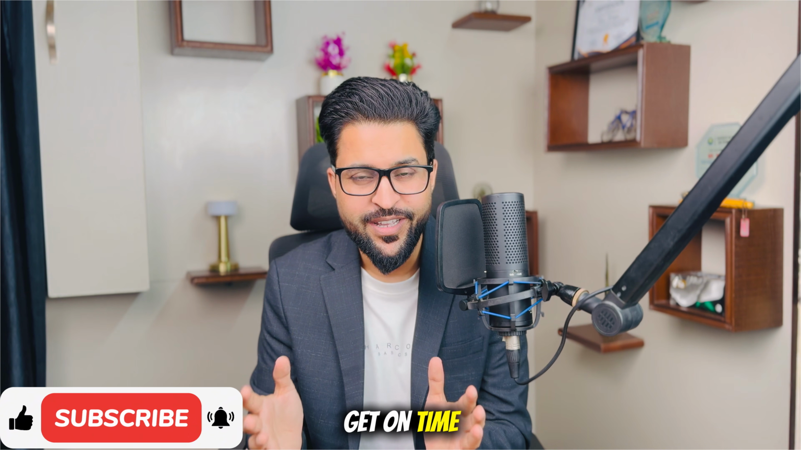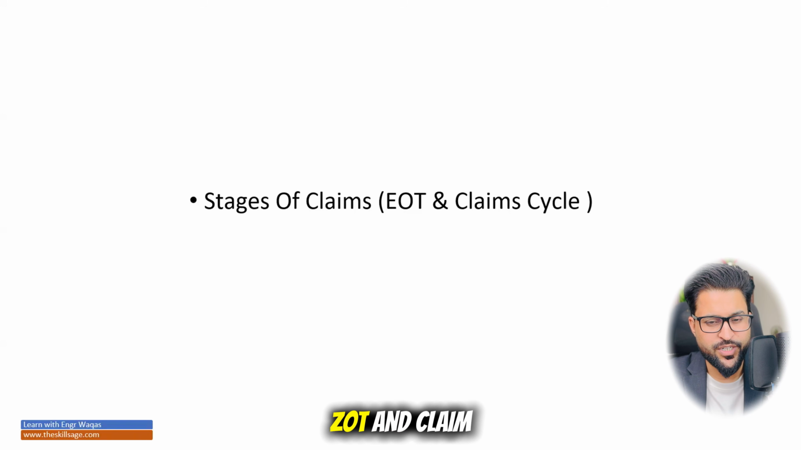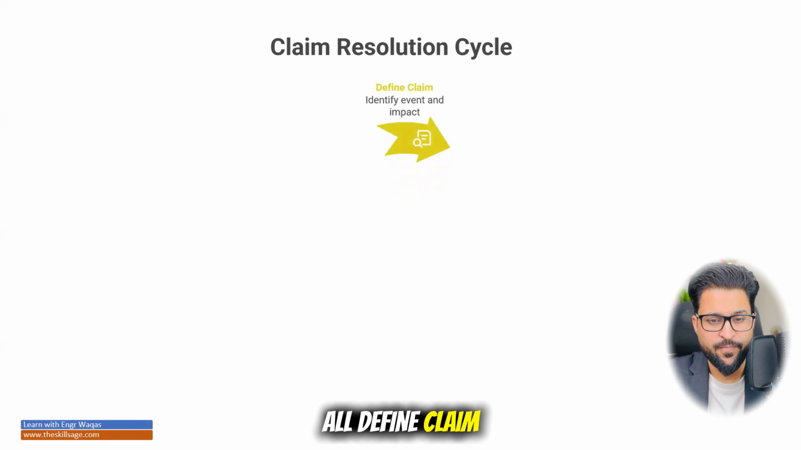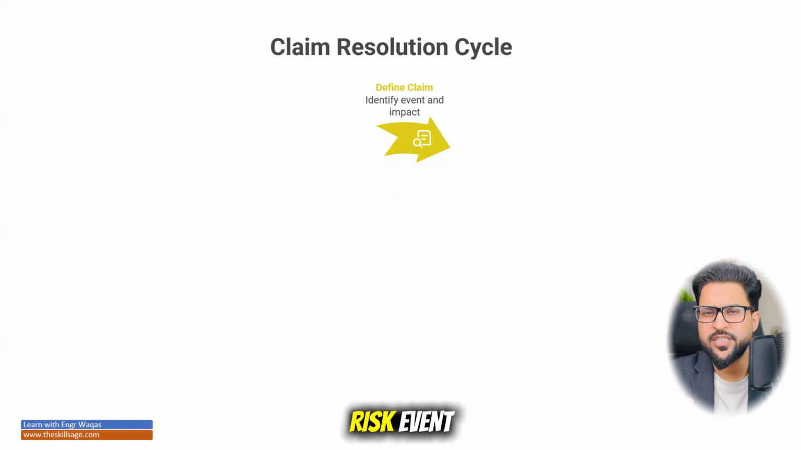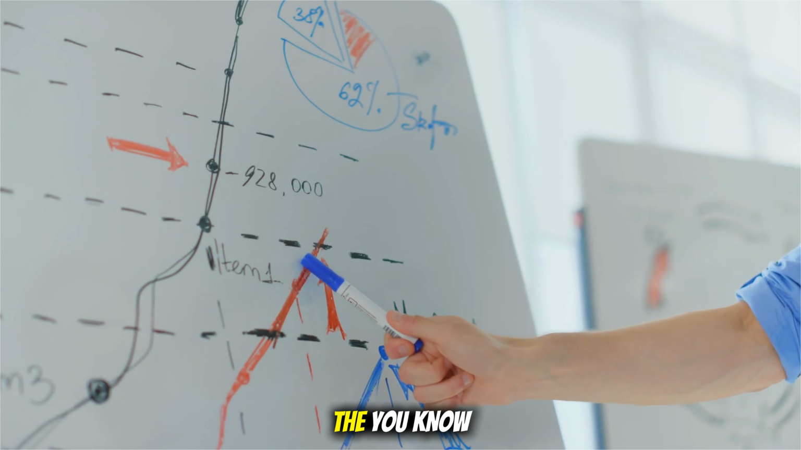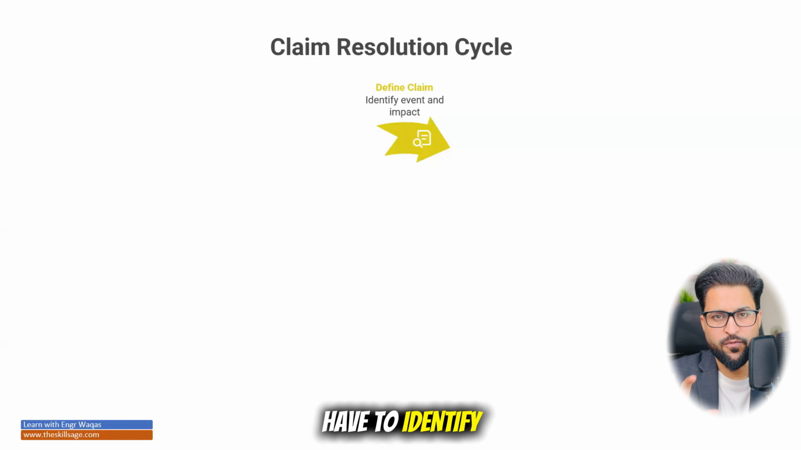So let me take you to this dashboard where we have different stages of claims, EOT and the claim cycle. So what are these stages all about? First of all, define the claim. Identify the event and impact, anything which is going to happen in the course of the project timeline. It can be rainy season, it can be a flood, it can be a political strike or any other risk event which is going to push your project's planned dates to another extent of time, right? So first of all you have to identify, right?